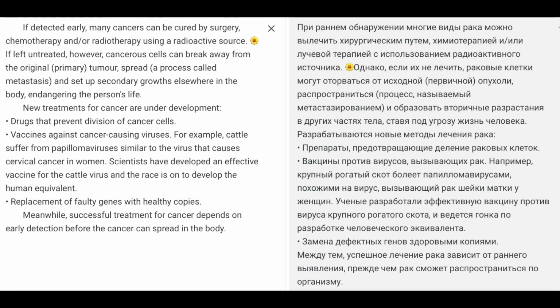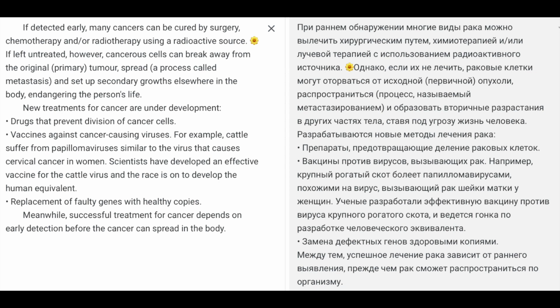If detected early, many cancers can be cured by surgery, chemotherapy and/or radiotherapy using a radioactive source. If left untreated, however, cancerous cells can break away from the original, primary, tumor, spread, a process called metastasis, and set up secondary growths elsewhere in the body, endangering the person's life.